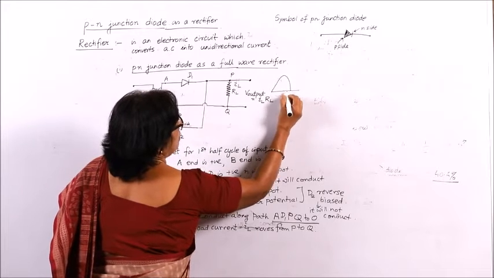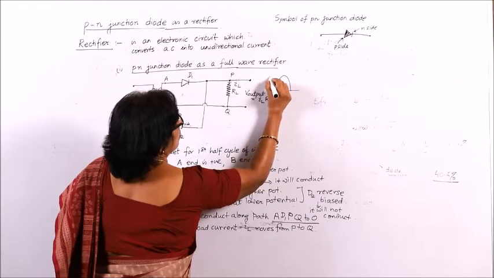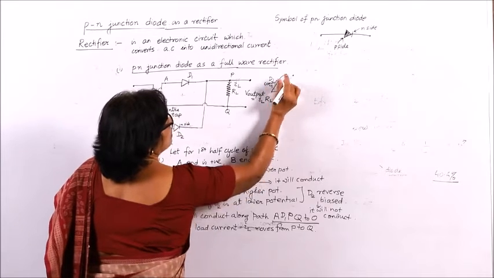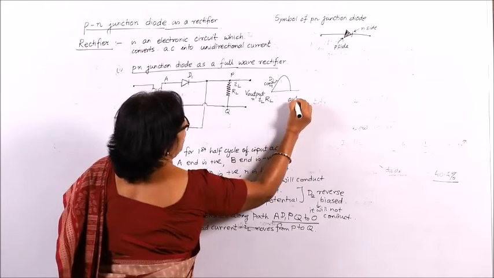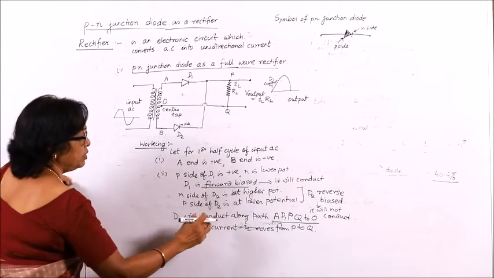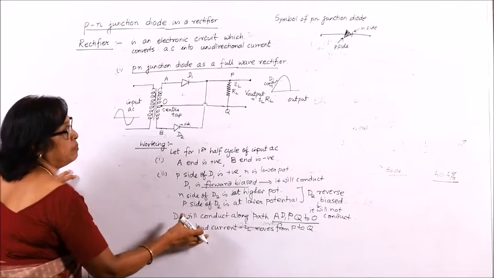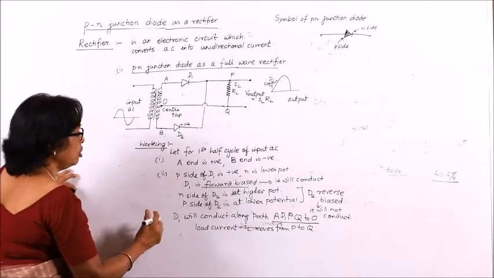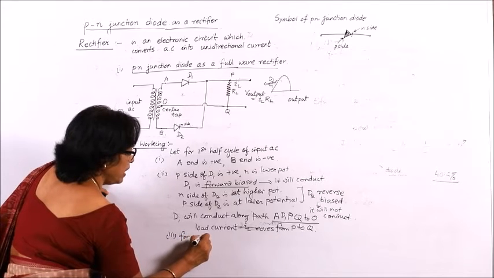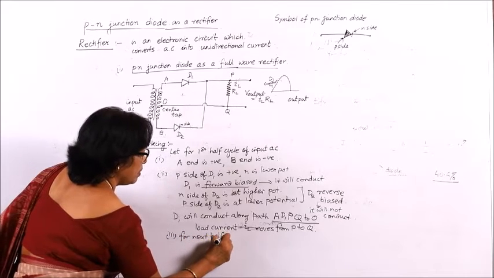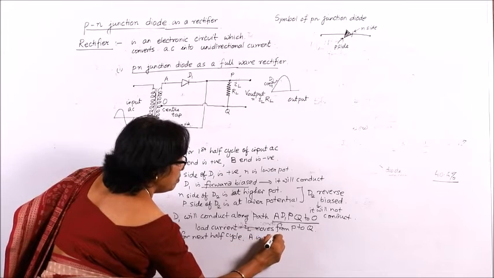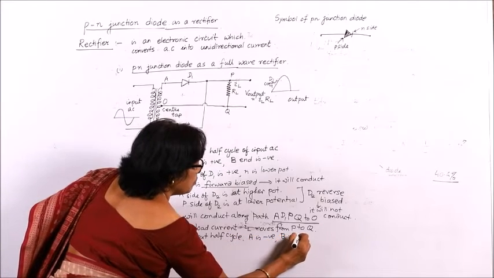For the positive half, here D1 is conducting. Through D1 your value is like this, this is my output, P to Q, and the shape is the same as the input AC voltage. Now, what happens in the next half cycle? For the next half cycle, A is now negative, B is positive.